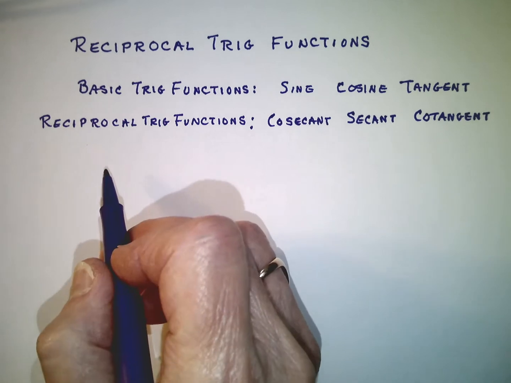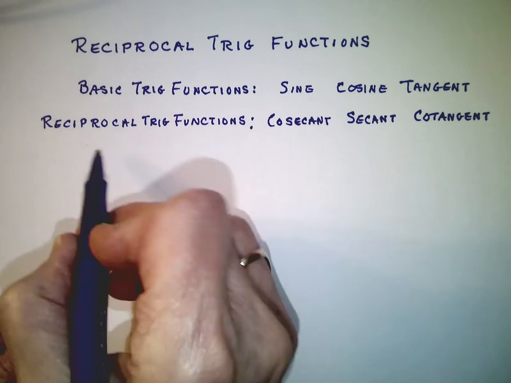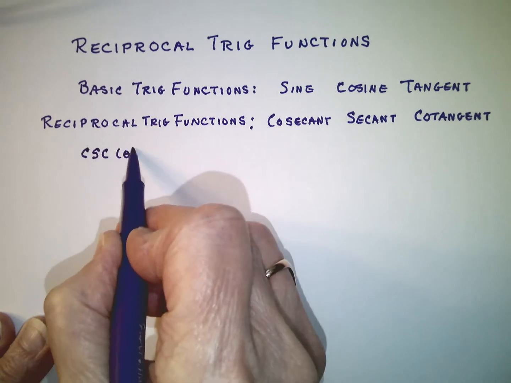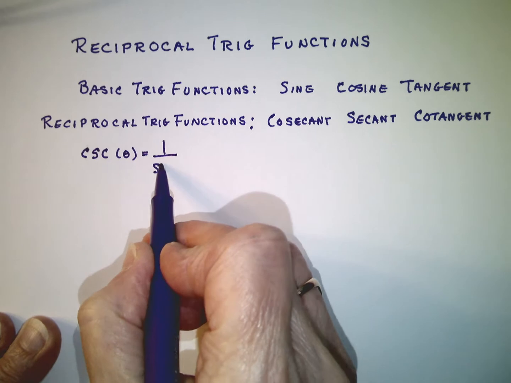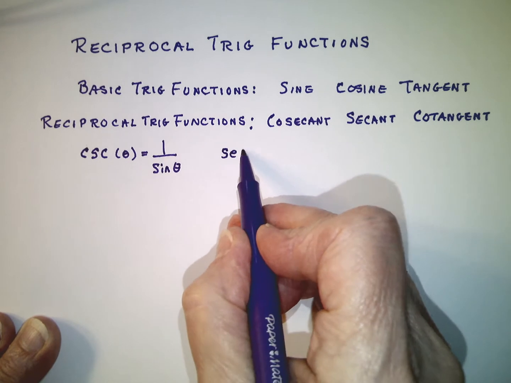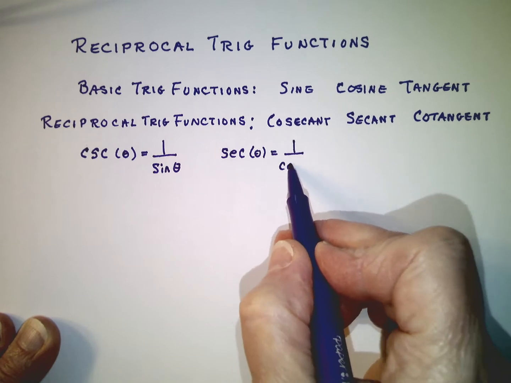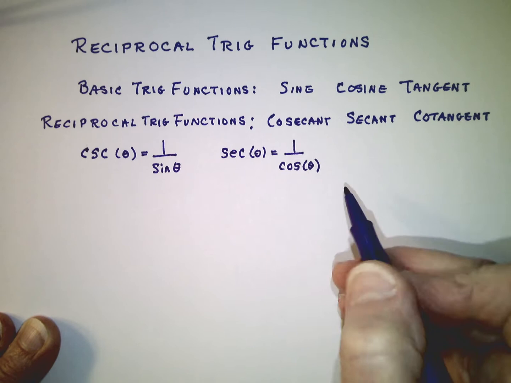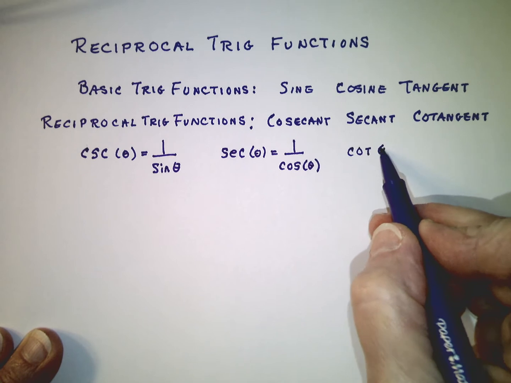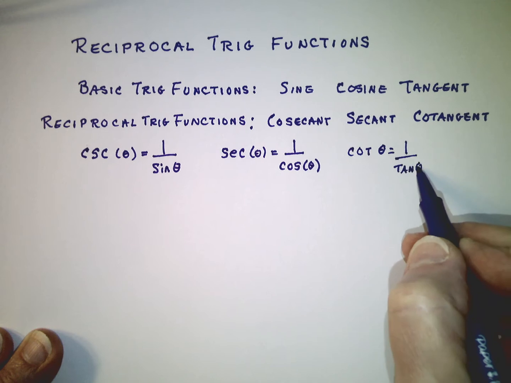So they are going to be literally defined as reciprocals. The cosecant, which is abbreviated CSC, of an angle is going to be 1 divided by the sine of the angle. The secant, which they abbreviate SEC, is going to be 1 divided by the cosine of the same angle. The cotangent, which they abbreviate COT, is going to be 1 divided by the tangent of the angle.